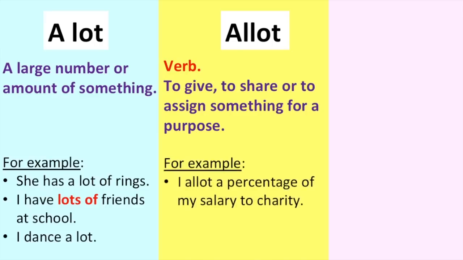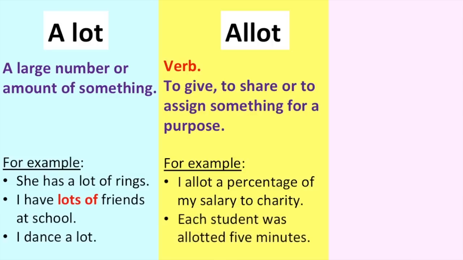I allot a percentage of my salary to charity. Here it means I give a percentage of my salary to charity. Each student was allotted 5 minutes. This means each student was given or assigned a specific amount of time, 5 minutes.